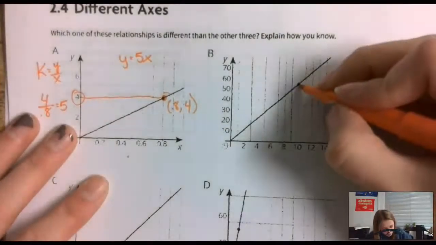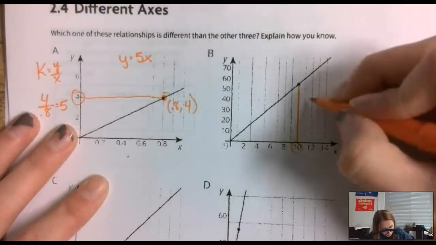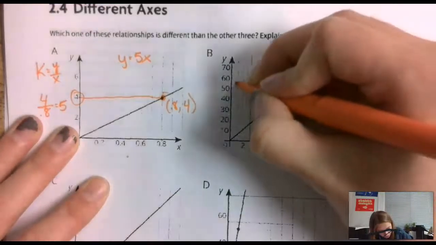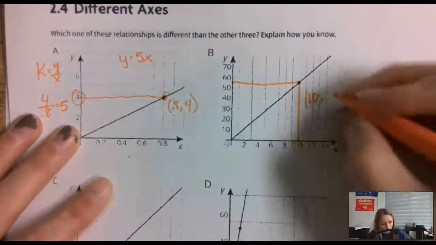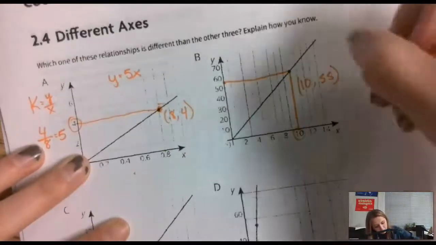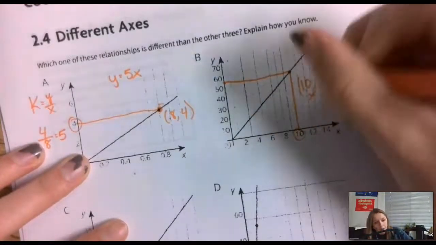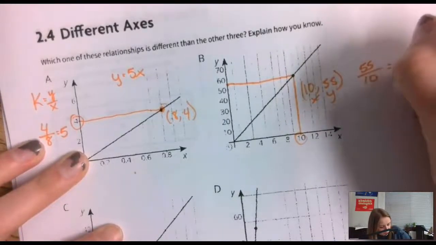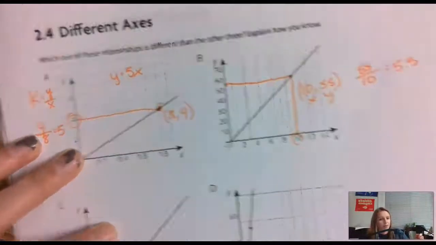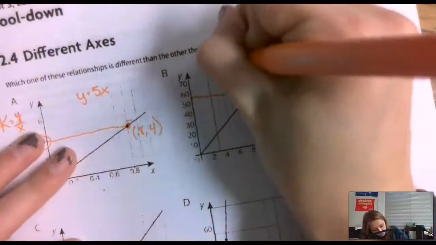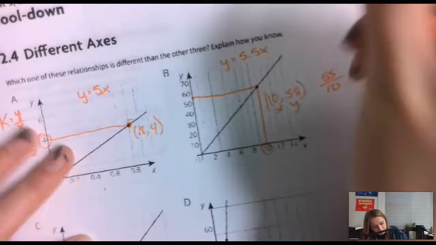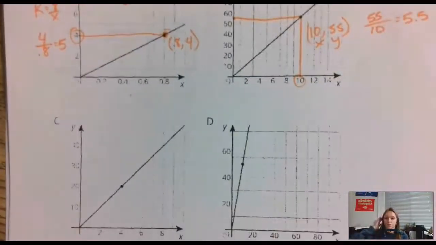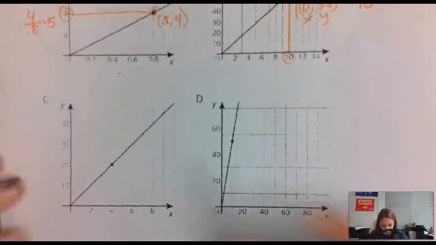Let's find my x value. My x value is 10. My y value is right in the middle there, so let's go with 55. I need to do my y over x, which is 55 over 10. Plug that into my calculator, and I get 5.5. So my equation for this line is y equals 5.5x. So those two are different. One of these is the odd duck out, okay? So let's go ahead and find the others.